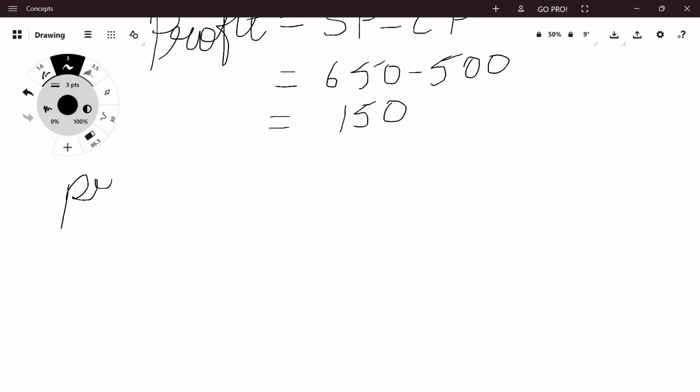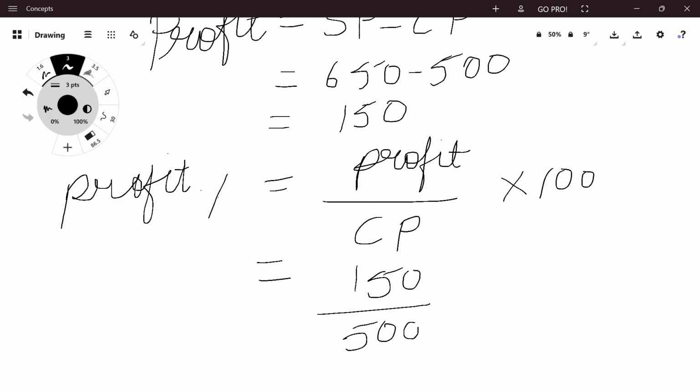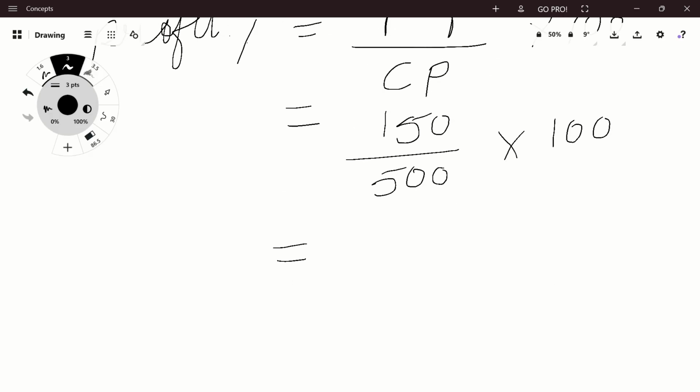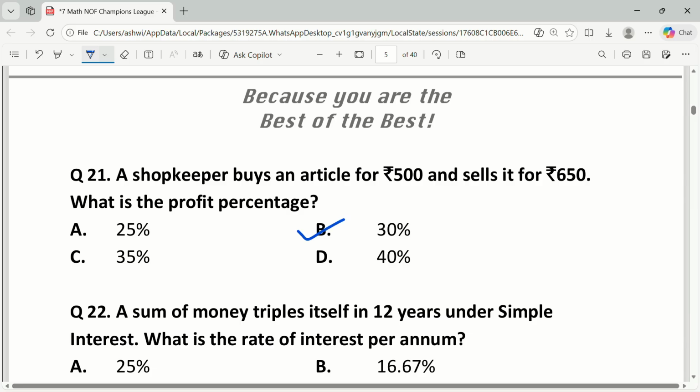To calculate the profit percentage, the profit must be divided by the cost price into 100. So, profit percentage is equal to profit upon cost price into 100, which is 150 upon 500 into 100, which is equal to 0.3 into 100, that is 30%. Comparing with the options, the answer is B, 30%.